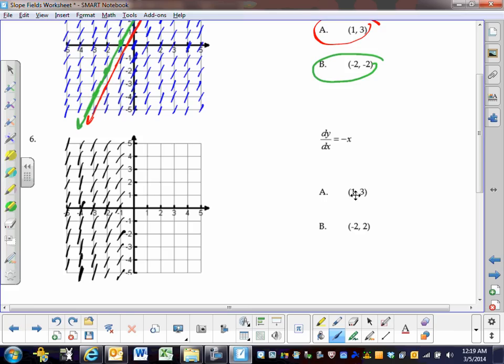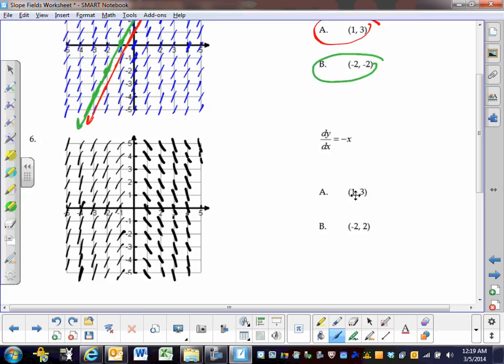On the other side, the slope, if x is 1, would be -1. If x is 2, the slope would have to be -2. And then -3, -4, and then -5.